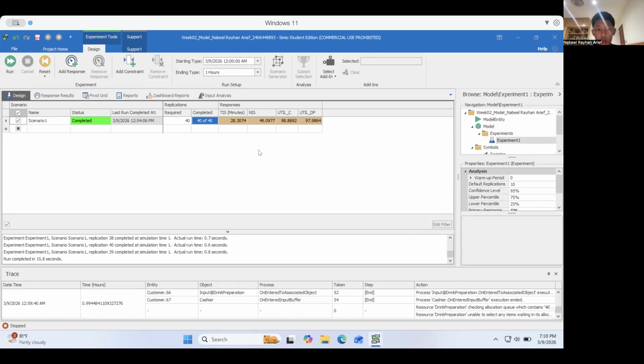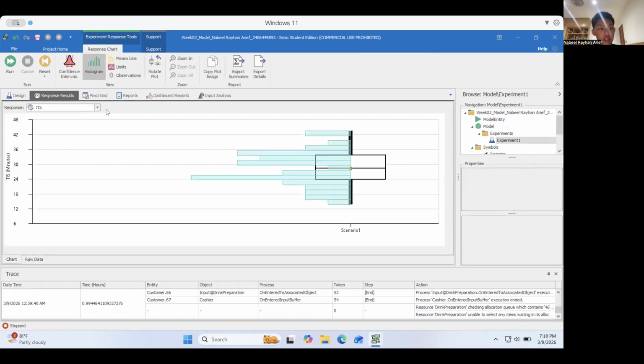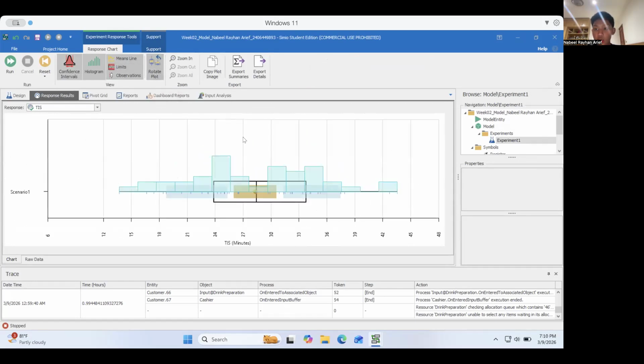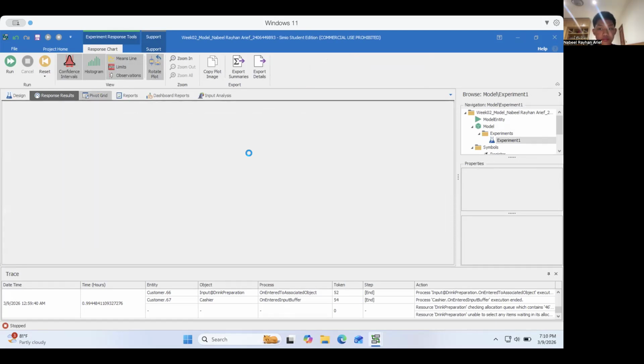To interpret more, I will show you the small plot for the time in system. From what I can interpret, the small plot shows that the time in system is centered at around 28 minutes. Most observations fall within a similar range, although there are some lower and higher values. This means the model consistently indicates long customer time in the system and supports the conclusion that the current process is congested. And this is also the pivot grid.